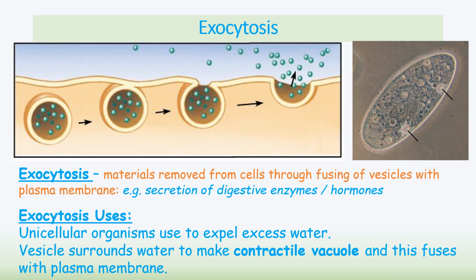So there's two key terms there, exocytosis and endocytosis. Exocytosis is when material is removed from the cell, so a secretion of digestive enzymes or hormones, for example, and it's used in lots of different ways, but particular ways mentioned in the specification. Unicellular organisms may use it to expel excess water, so you can see that happening here. Vesicles surround the water to make contractile vacuoles that then fuse with the plasma membrane, and the water then is released out to prevent the cell from bursting.